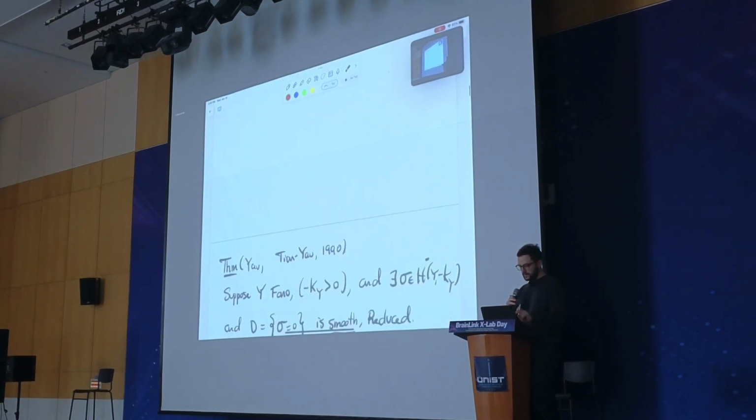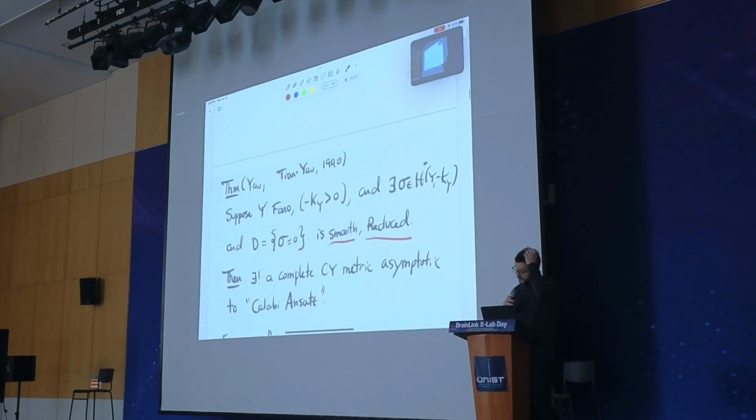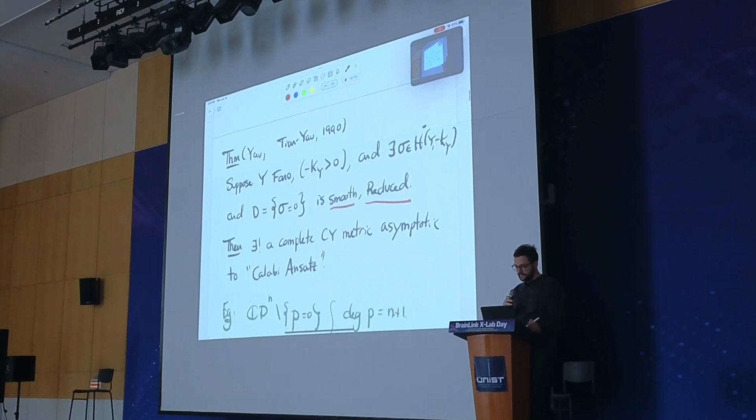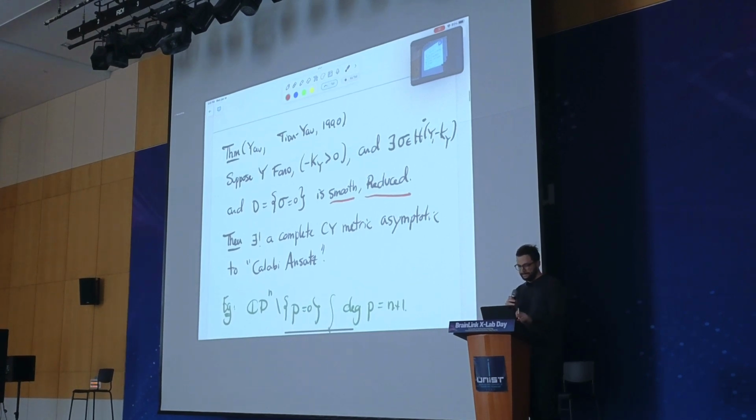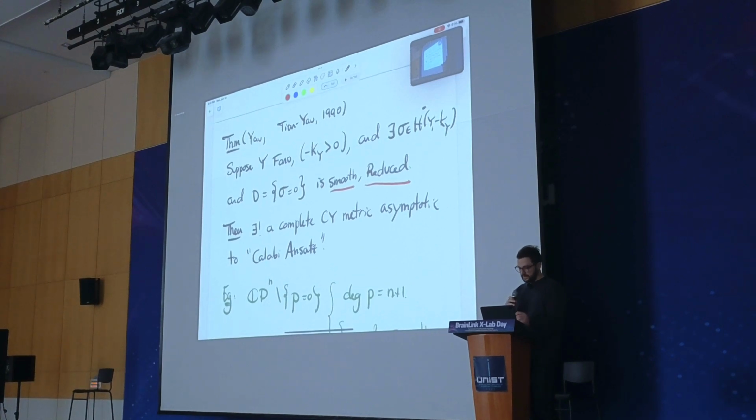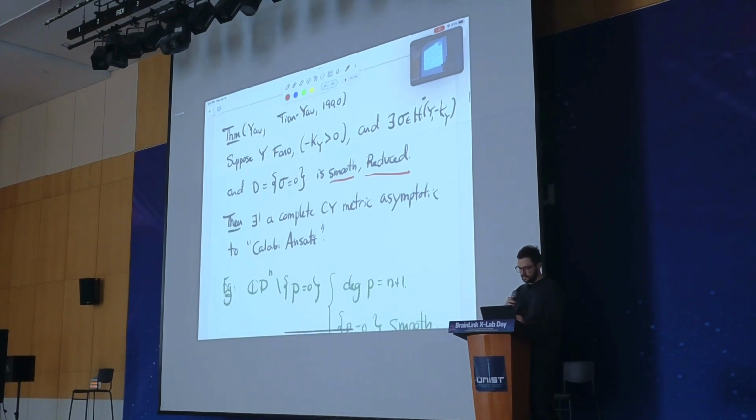So the first result in this direction was outlined in Yau's ICM address, and then appeared in work of Tian and Yau in 1990, which is the following situation. So suppose you have a Fano variety. So this just means that the anticanonical bundle is actually ample. And suppose you choose this divisor so it's actually smooth. So it's a smooth and reduced subvariety. So this sigma has only a simple zero. So then Tian and Yau proved that there exists a complete Calabi-Yau metric asymptotic to a certain explicit model near infinity, which is called the Calabi ansatz model.